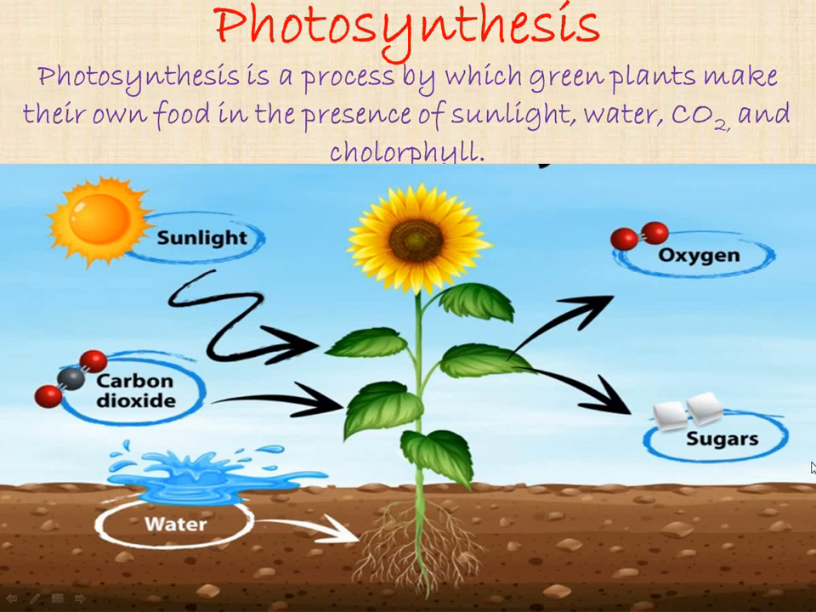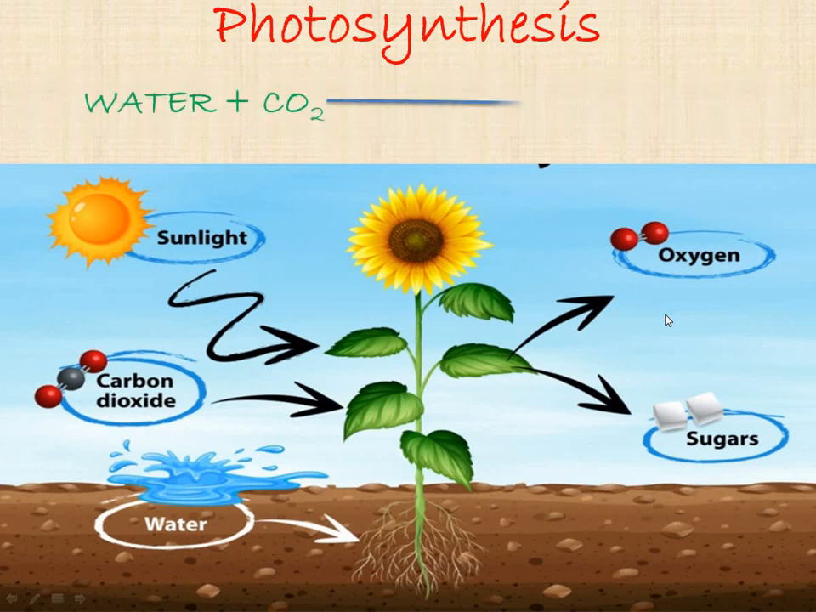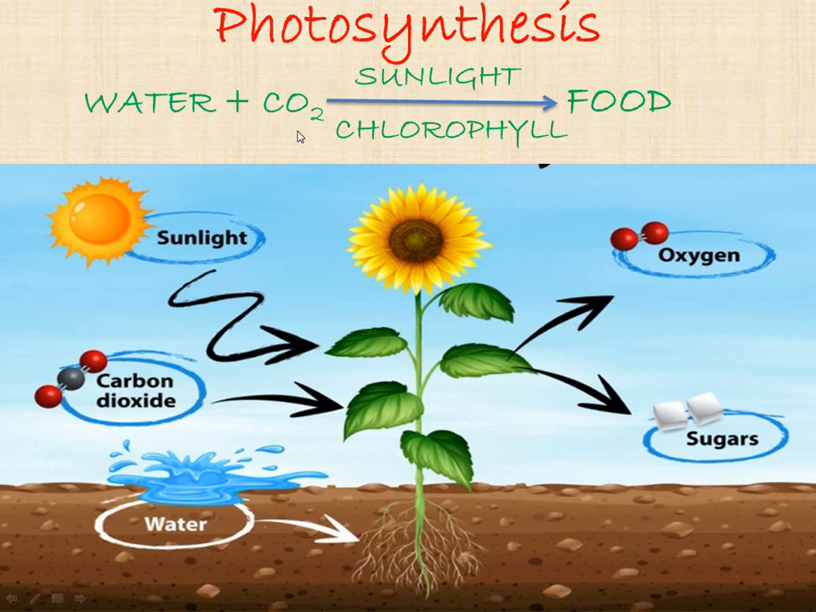This food is in the form of sugar, which is afterwards converted into starch. This starch is stored in different ways. In this process, oxygen is released, which is used by the animals for breathing. So, in the equation form, we can say photosynthesis is water plus carbon dioxide in the presence of sunlight and chlorophyll, the plant makes food.